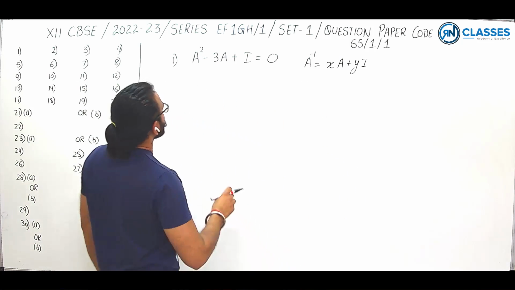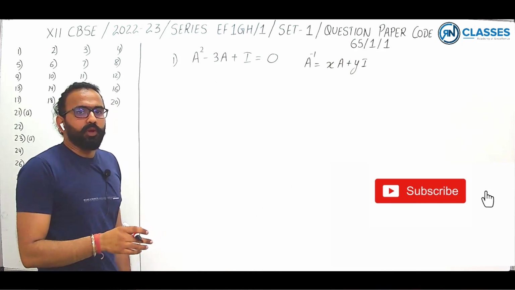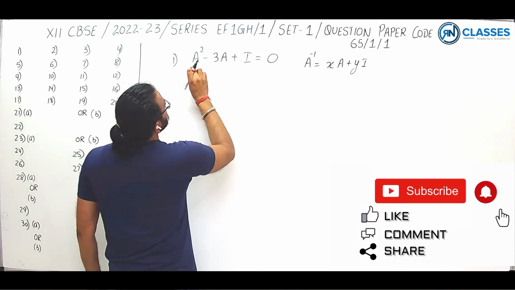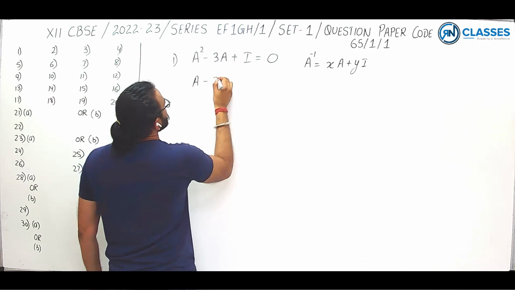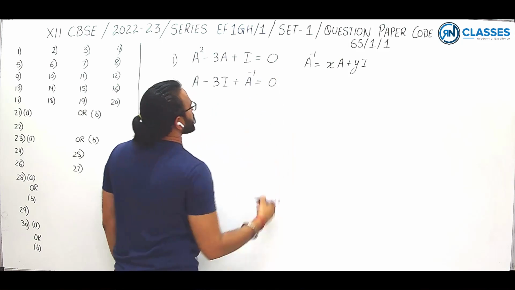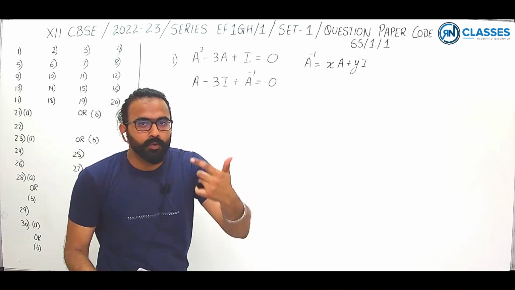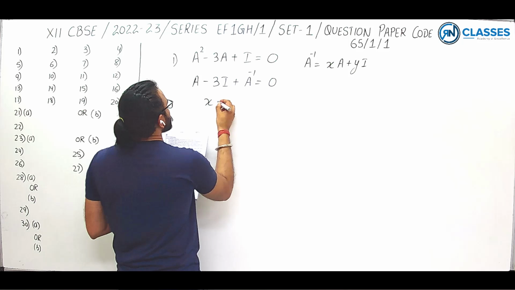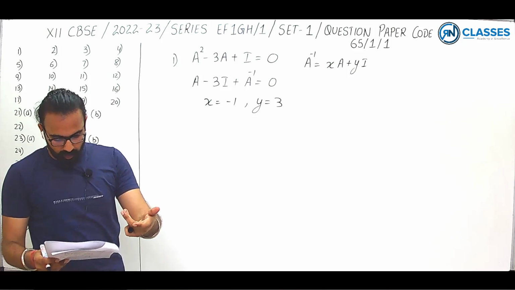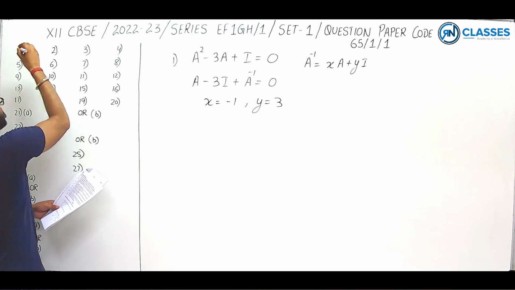For that, using this equation, we have to reach up to this equation. So to involve A inverse, let us pre-multiply both sides by A inverse. We will get matrix A minus 3 times identity matrix plus A inverse equals 0 matrix. Now writing this equation in this form, on comparing, we will get the values of X and Y. X turns out to be minus 1 and Y turns out to be 3, and the sum of X plus Y is 2. So the answer to question number 1 is option B.